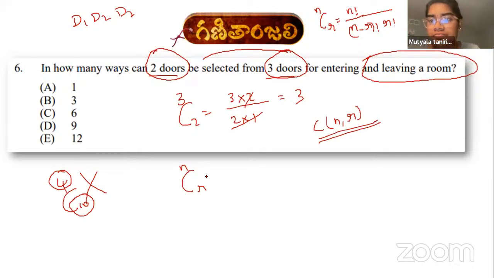The meaning of NCR is selecting R things from N things. So N should be greater than or equal to R. Of course, the same can be accepted. 10C10 means one way. 10 things are there, and we are asked to choose 10 things from those 10 things. Only one choice, taking all. So in NCR, N must be greater than or equal to R. If N is less than R, it has no meaning.